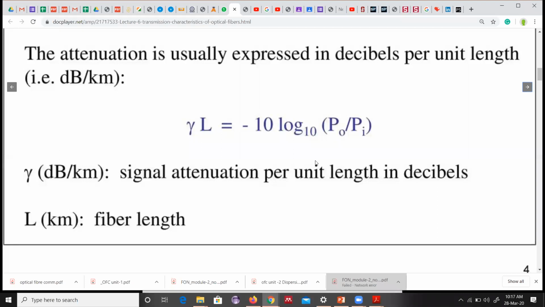So this expression is important because we're going to solve some problems using this expression and find out what is the attenuation for different lengths of the optical fibers and also for different parameters like input power and output power.